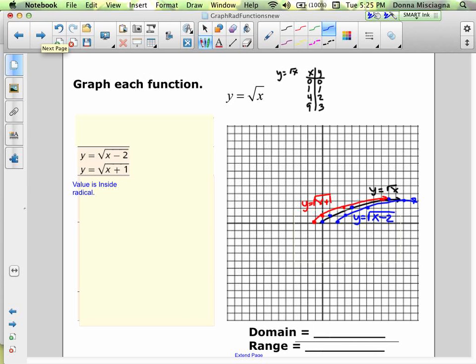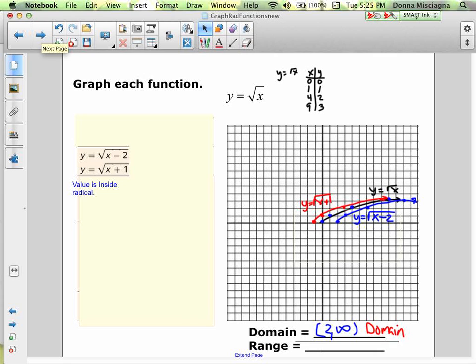All right, so for the first domain, we're going to do the blue graph, y equals the square root of x minus 2. Notice it's shifted 2 to the right. And so since it's shifted 2 to the right, the smallest x value we used was 2 to infinity. The arrow means it's going to keep going. Let's do the domain of the red graph, y equals the square root of x plus 1, and then we'll talk about the ranges.